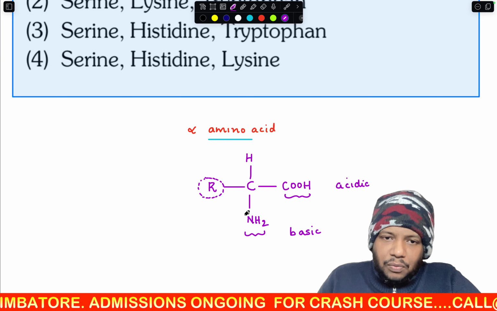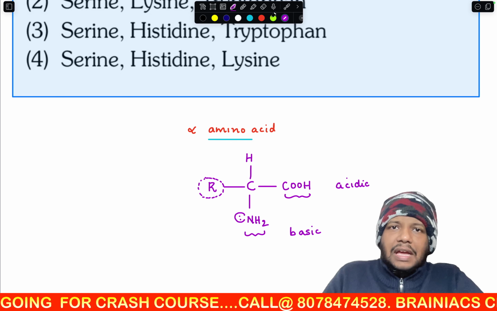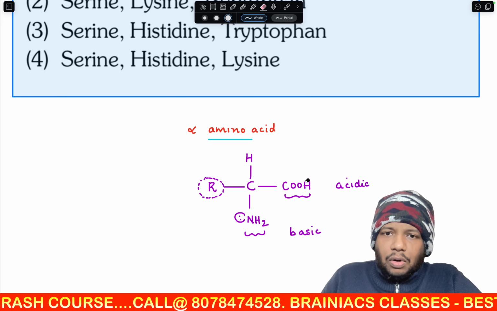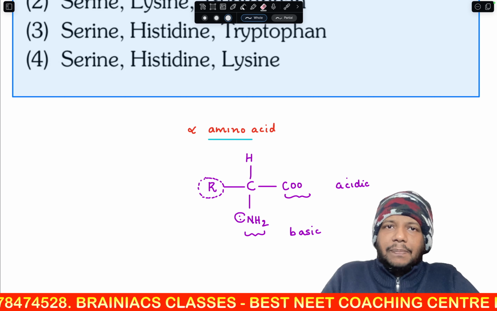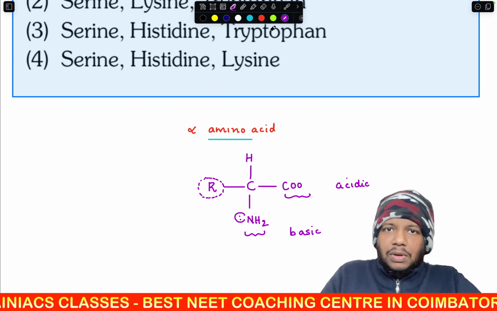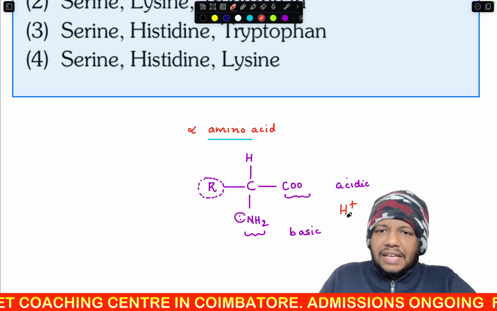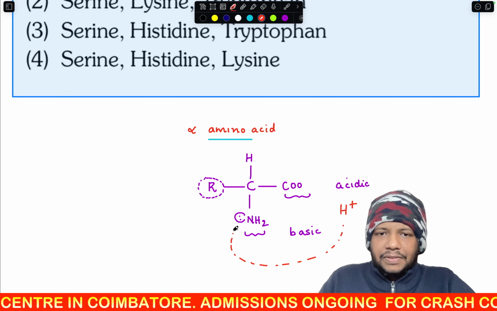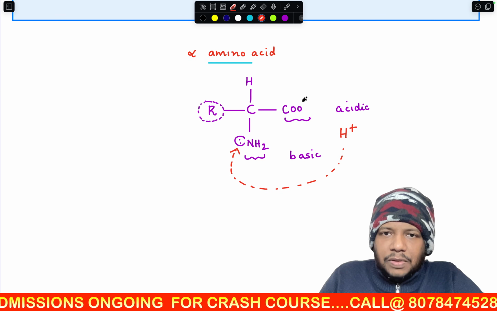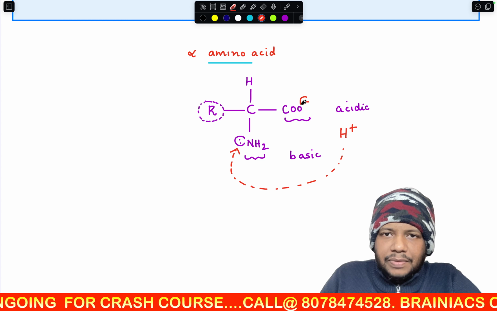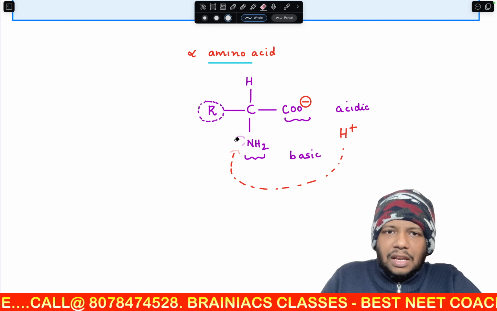What is a Zwitter ion? Because of the lone pair present on the nitrogen atom, and the H plus which can be liberated by the carboxylic acid, what will happen? It will liberate the H plus over here, and this H plus can attack whom? The lone pair present here. I can explain. Once the H plus goes from here, a negative charge would be developed here, and the H plus will attack the lone pair on nitrogen.